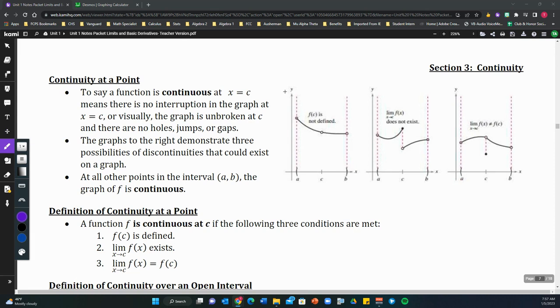So the topic of continuity has come up a little bit through the first two sections, but we haven't formally defined it or looked at specific examples just yet. And that's really what we're going to take a look at today. So to start, we're going to talk about continuity at a point.